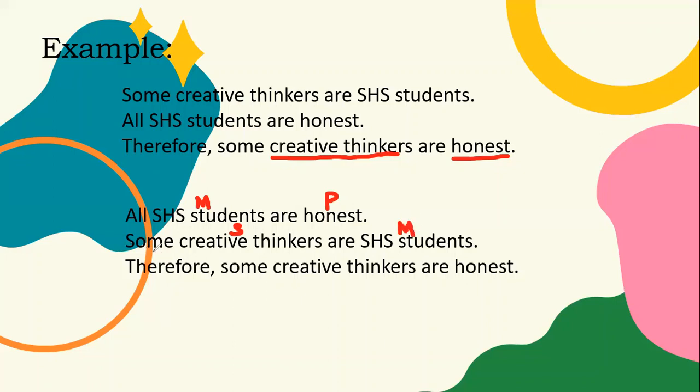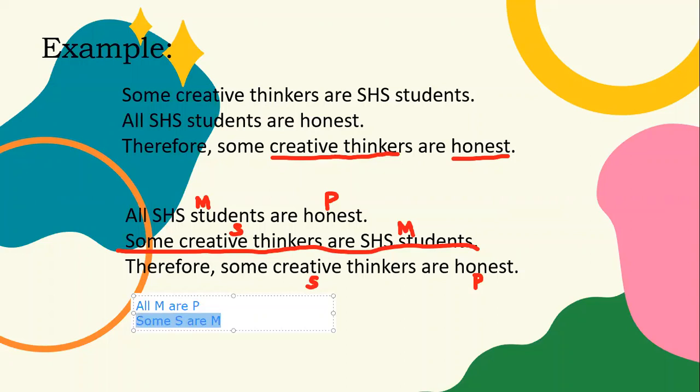So, pag sinimbolize na natin, yan siya. Ibig sabihin, ito yung conclusion natin ha. Lalagyan ko lang ng line. Conclusion, ibig sabihin. So, some creative thinkers, ito yung S natin. Ito yung ating P. Okay? Pag nilagay na natin siya sa symbols, yung terms natin, na ginamit ang symbols: all M are P. Tama? Some S are M.